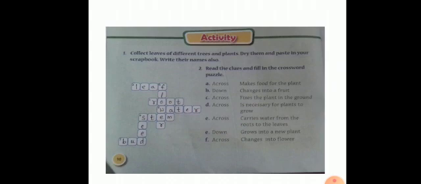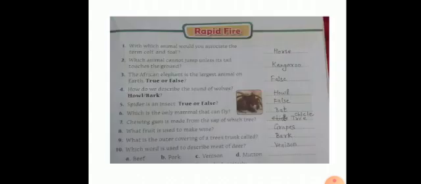Next, what grows into a new plant? That is, seed grows into a new plant. And what changes into a flower? A bud changes into a flower. Understood, children? This activity was so simple and easy to do. Now, we will see the next part, rapid fire. Just pay attention, students, all of you.